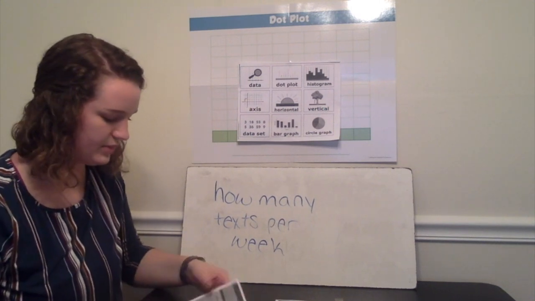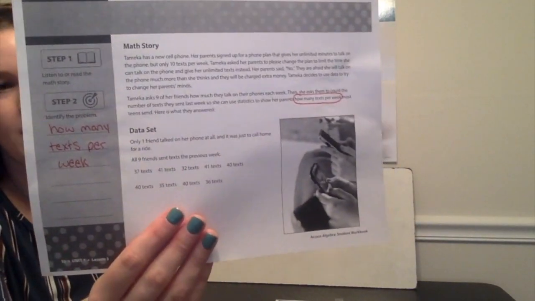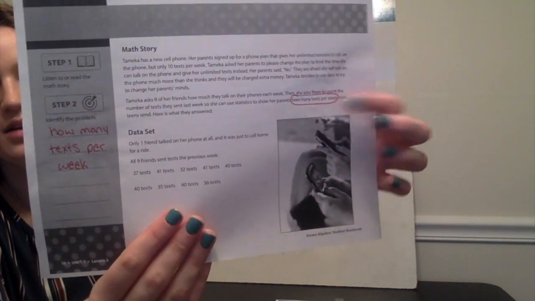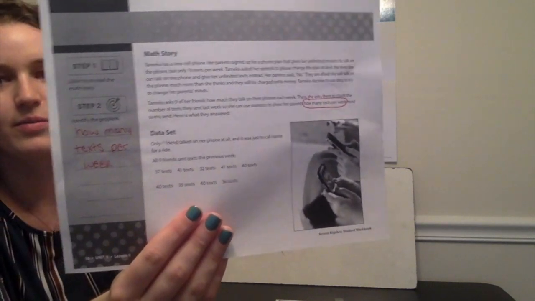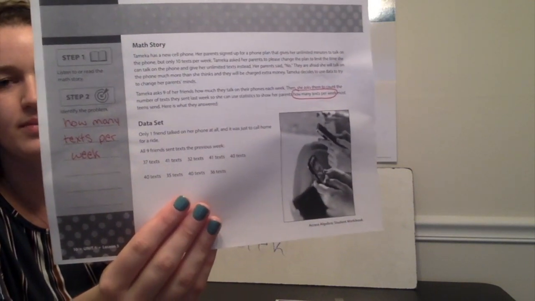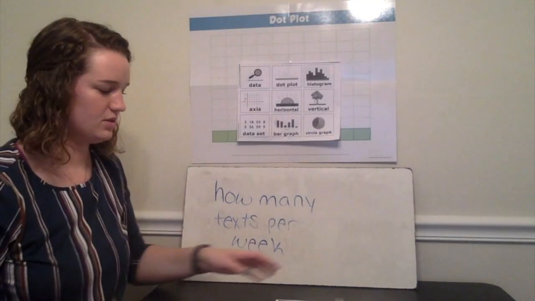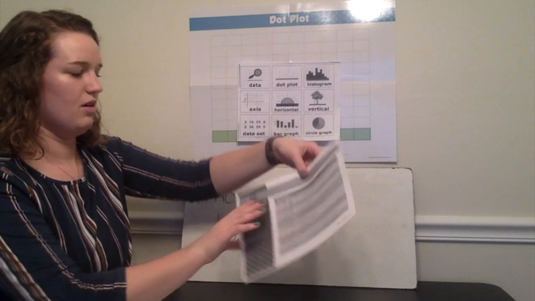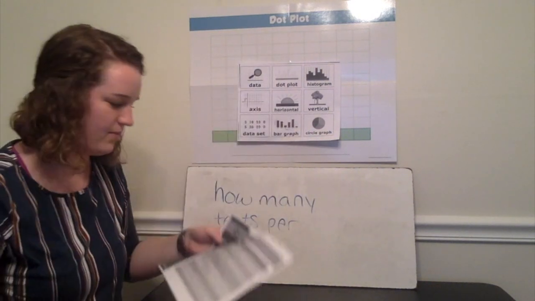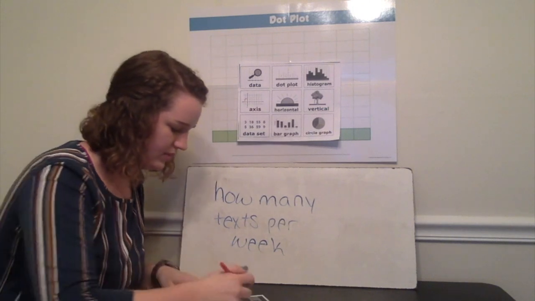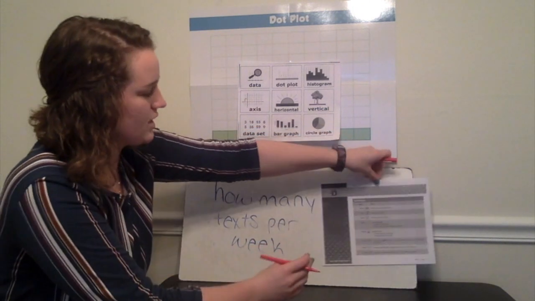Okay, good. So your paper should look just like mine. I should have it circled or underlined right here, and then say how many texts per week right here, right under the problem. Okay? So that was our step 2. So guess what we're going to do next? On our check-off sheet, we're going to check off step 2. All right. So we got our step 1 and 2 checked off.